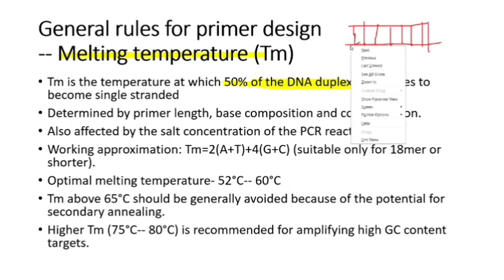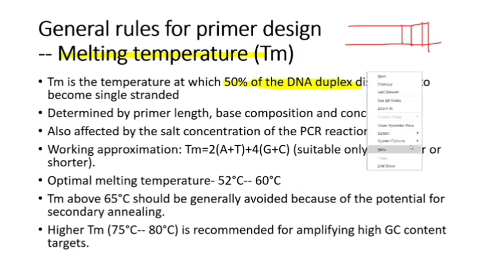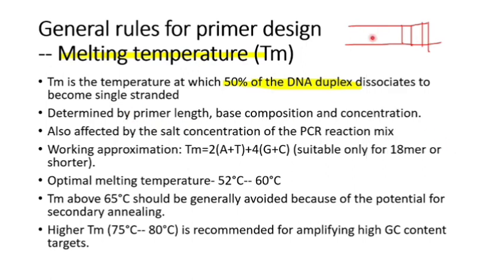So Tm is a temperature at which 50% of the DNA duplex dissociates or denatures and becomes single stranded, and the rest of the 50% remains like that. So the temperature at which 50% of the DNA duplex dissociates and becomes single stranded, that temperature is called the Tm or melting temperature.